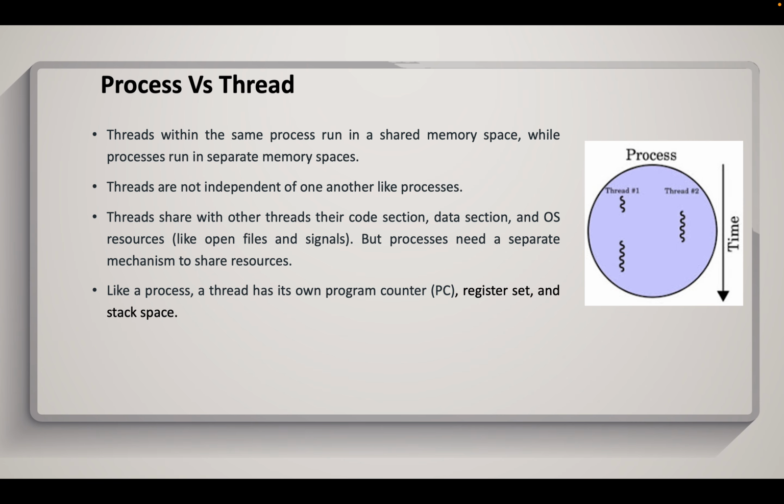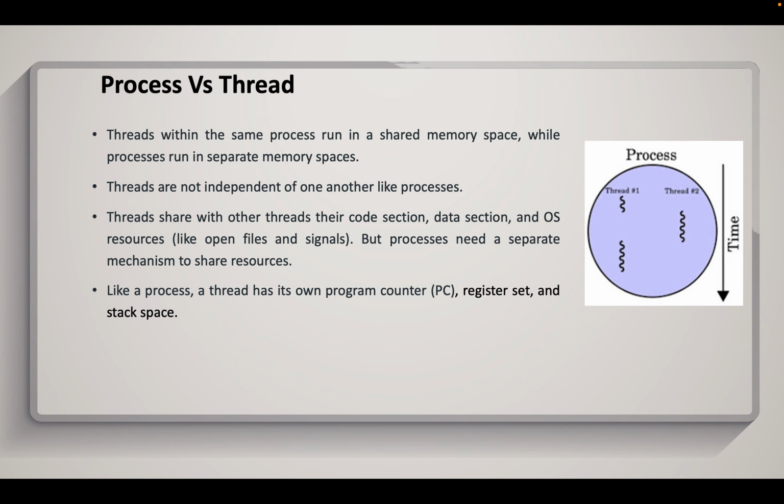What is the difference between a process and a thread? As I told earlier, a thread is a lightweight process. In a process, we can have multiple threads. Threads within the same process run in a shared memory space, while processes run in separate memory spaces. A process has separate memory space, whereas threads have common memory space.